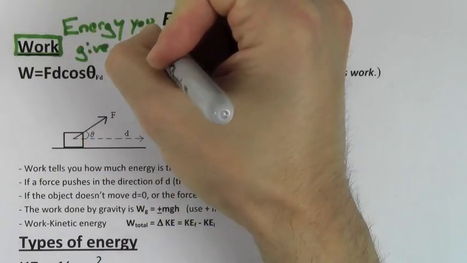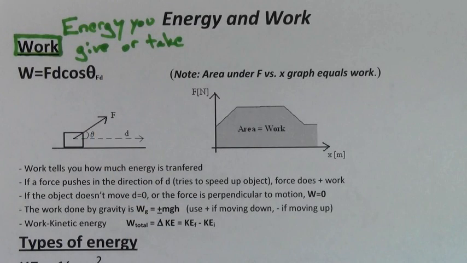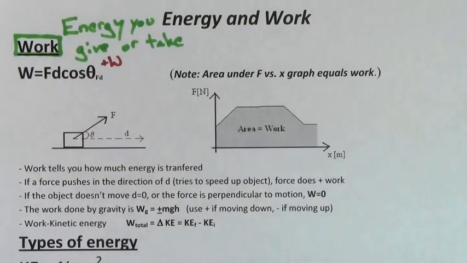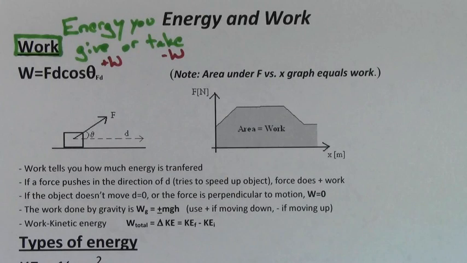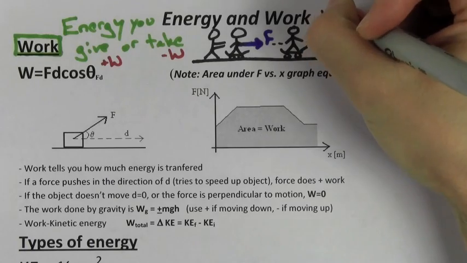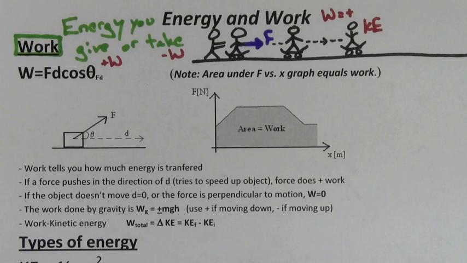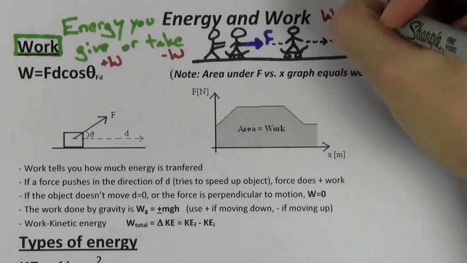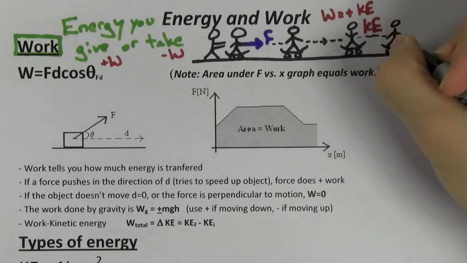Work is the amount of energy that you give or take away from an object. If you give an object energy, you're doing positive work on it. And if you take away an object's energy, you're doing negative work on it. If you push your friend on a skateboard, giving him kinetic energy, the work you've done is positive since you've given energy. And the amount of work that you've done is just KE, since that's how much energy you gave.